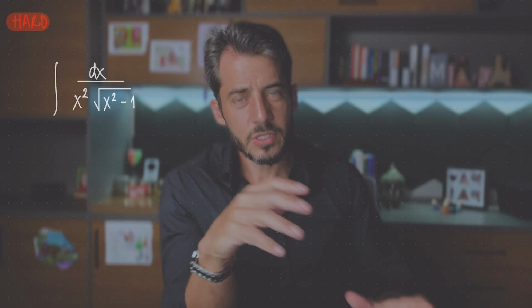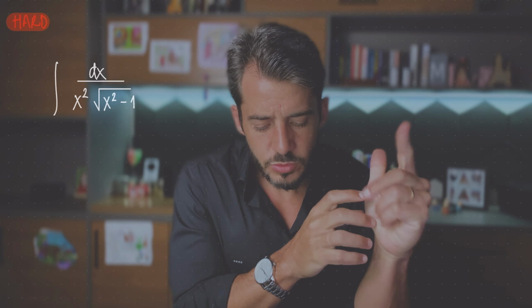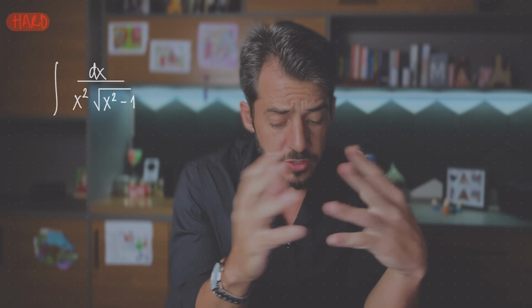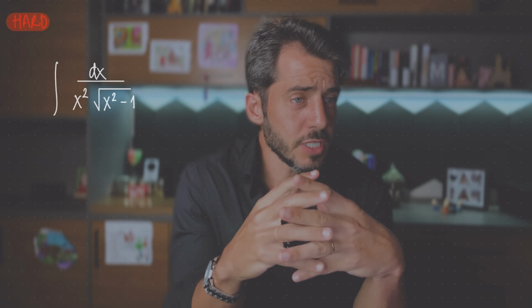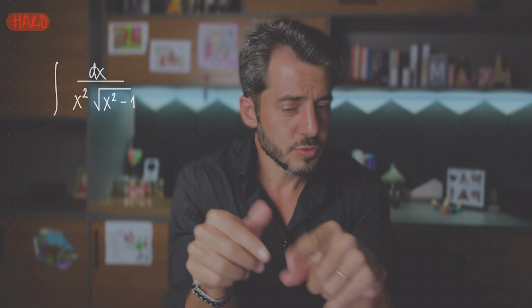All right, so the hard integral is the integral of dx over x times the square root of x squared minus 1. As I mentioned before, this is an integration by trig substitution, which means that we're going to replace x by a trig function.